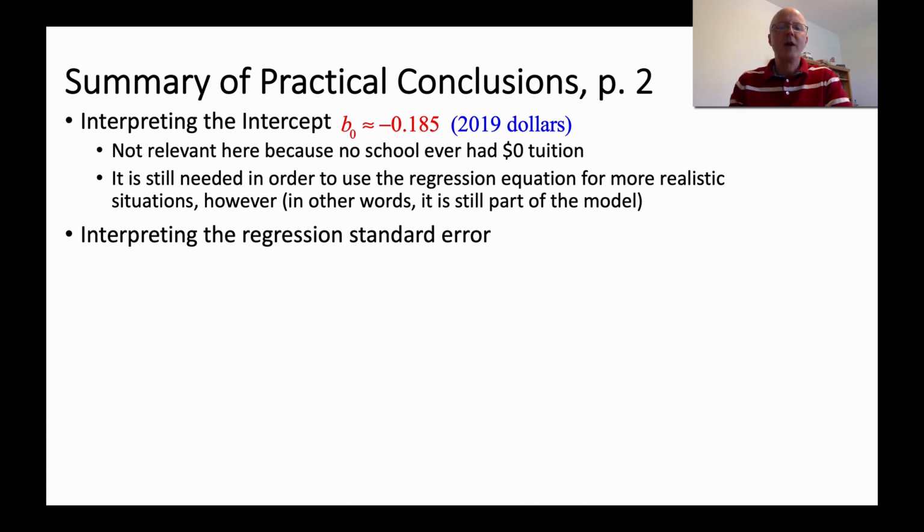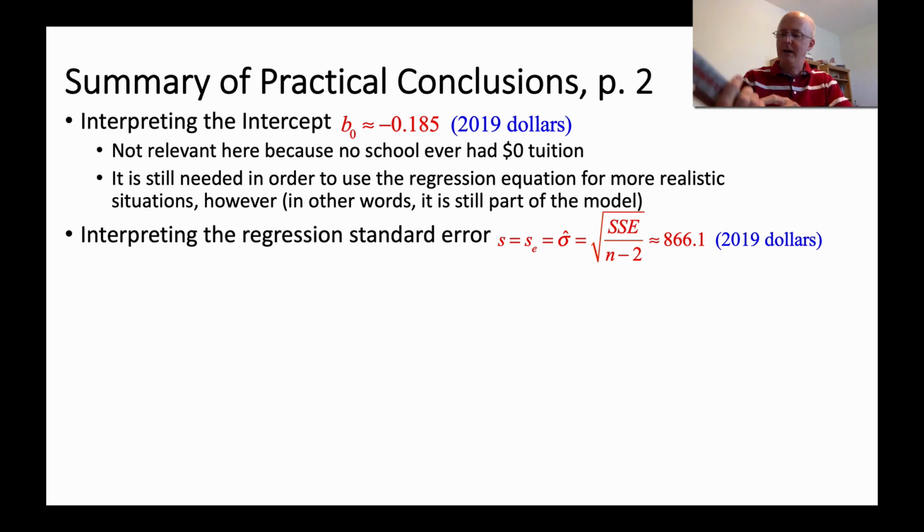How about interpreting the regression standard error? What did it equal? It equaled about 866.1. It's going to have units of y, which you can see is 2019 dollars. You can see I've got these different symbols for it. Don't let that bother you. s is the letter used in my class's statistics book, which looks like this. It's by Milton and Arnold. s sub e is a symbol used by many statisticians for this regression standard error. Sigma hat emphasizes it's estimating something called sigma, which I'll talk about in a minute here.